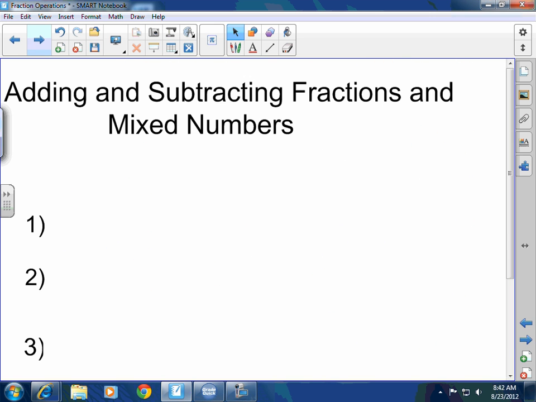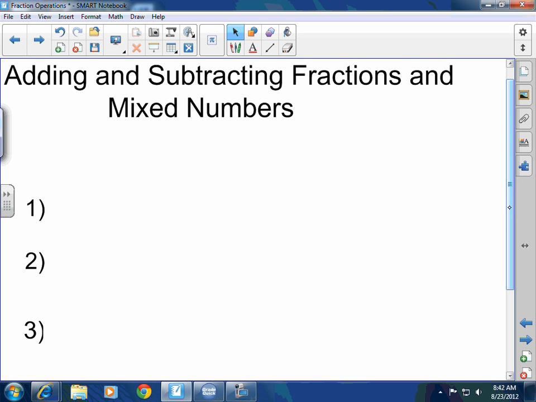Okay, now, when we're adding and subtracting fractions and mixed numbers, we're going to continue with this, but this time we're going to talk about when denominators are different, okay? So this is going to be the real deal. When the denominators are the same, that's simple. All right, so let's go ahead and talk about this.